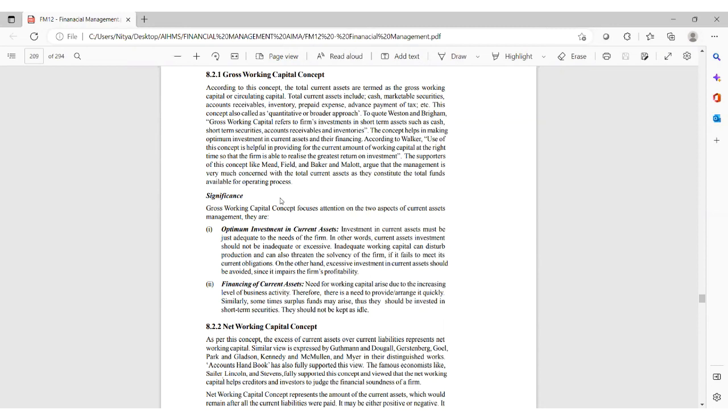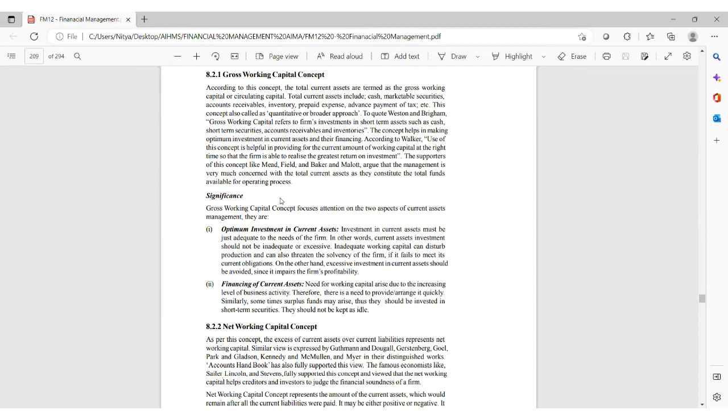Because if at any point of time you have inadequate working capital, that will hamper your production, that will affect the solvency of the business, because you will not be able to repay your current obligations. Secondly, it is also related to financing of the current assets, because whenever we are talking about these current assets, there might be a possibility that you need more amount of funds, right?